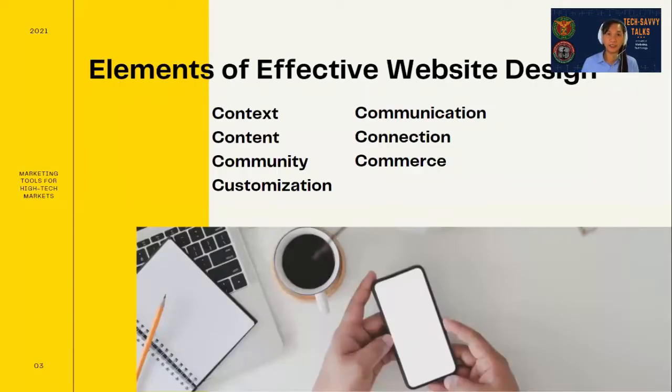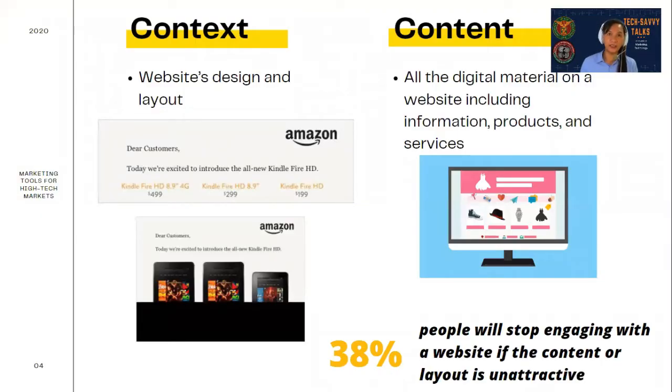Next, there are 7 elements of an effective website design. We have the context, content, community, customization, communication, connection, and commerce, which we will discuss one by one. So first is the context, which is primarily the website's design and layout. It is the visual that helps to present information, explain complex concepts, and tell stories.